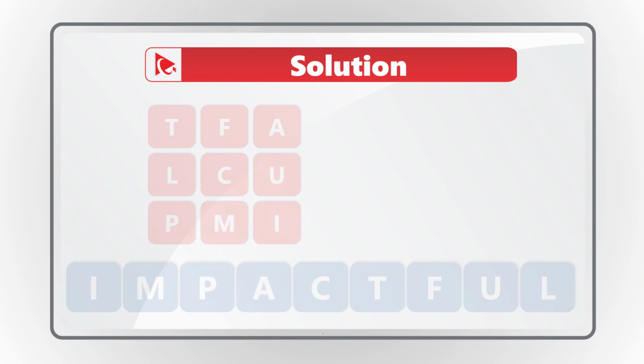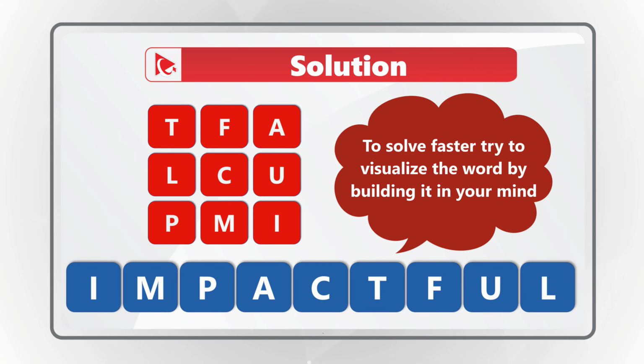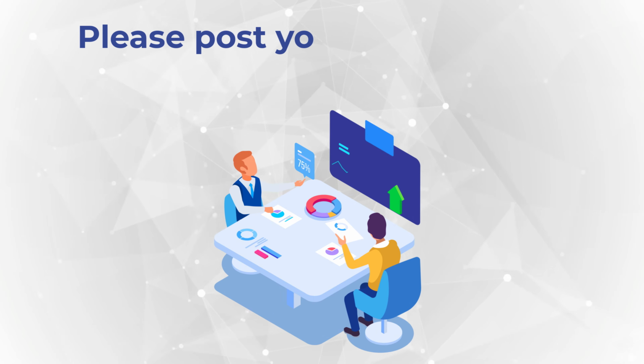In this case, letters next to each other in the real world are next to each other also in this test question. So if we connect I, M, P, A, C, T, F, U, L, you get to the correct solution. Do you have a better way to solve it?